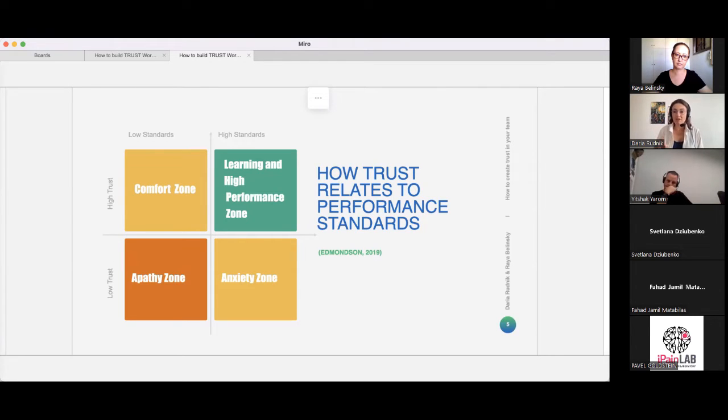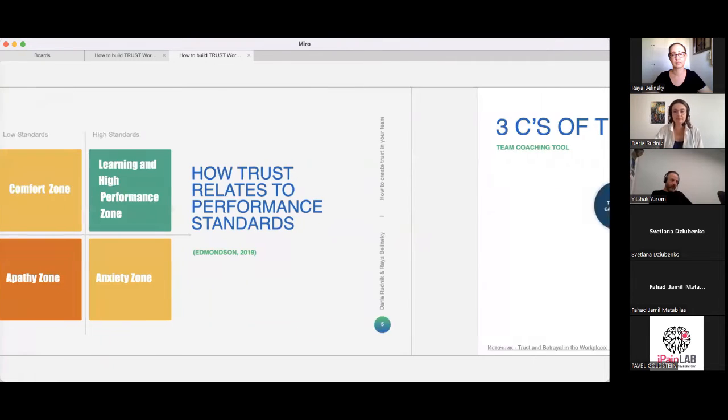But if you have these ambitious goals, this desire for great results, but you don't have trust, your team will fall into the anxiety zone and will not be able to stay there for a long period of time. The anxiety zone is the reason for burnout. So if you want long-term performance, you need both. You need high standards, you need ambitious goals, and you need high trust.